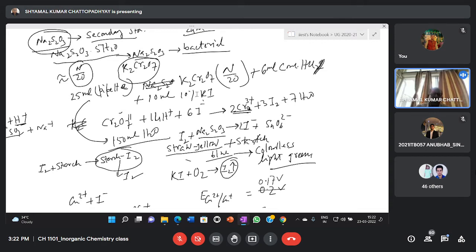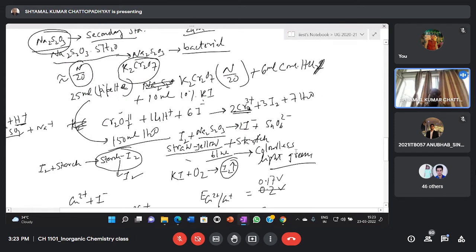Then after 5 minutes you add 150 milliliter of distilled water and start titration using sodium thiosulfate. The initially deep brown or black-brown color of the solution will gradually fade, and when the solution becomes sufficiently weak in color, straw yellow, you add starch, the solution becomes deep blue, and then complete the titration until the blue color vanishes and you get a light green color endpoint, right?